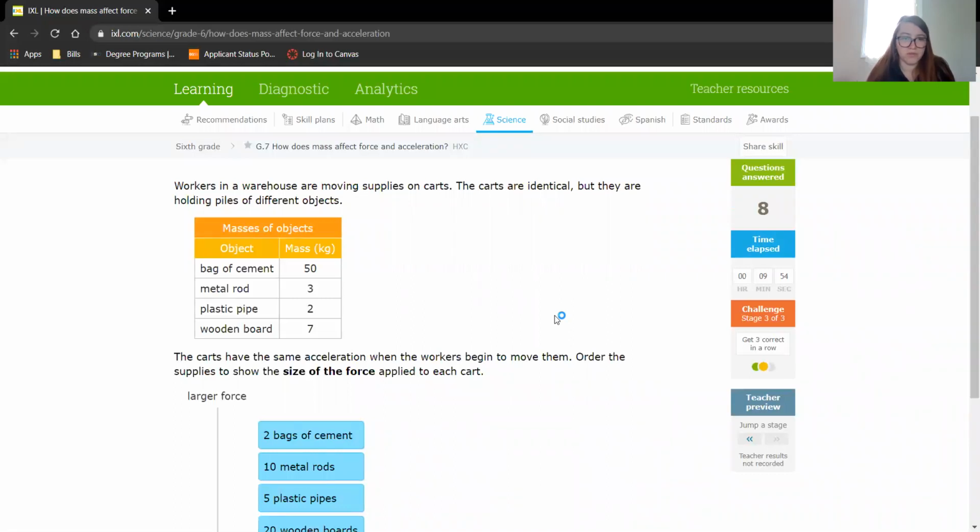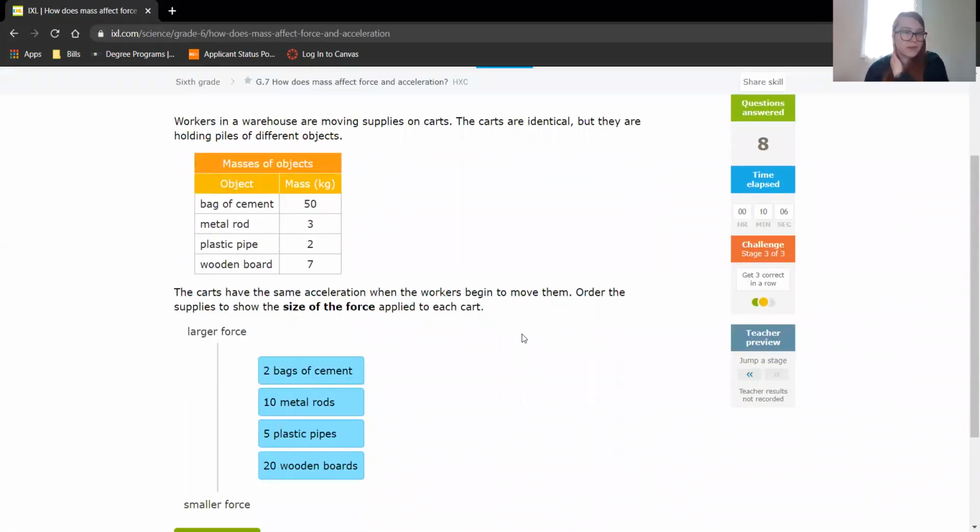Workers in a warehouse are moving supplies on carts. The carts are identical, but they are holding piles of different objects. The carts have the same acceleration when the workers begin to move them. Order the supplies to show the size of the force applied. So the heavier something is, the more force it takes. The lighter something is, the faster it accelerates. That's what we take away from this today.